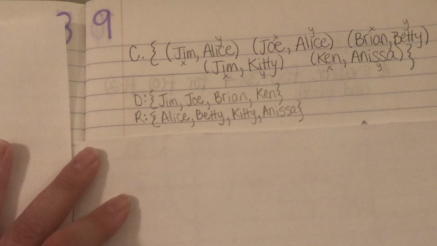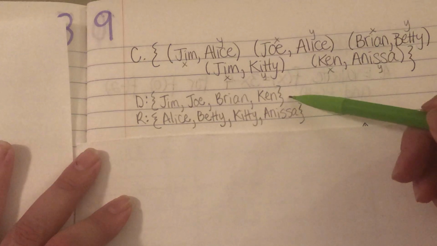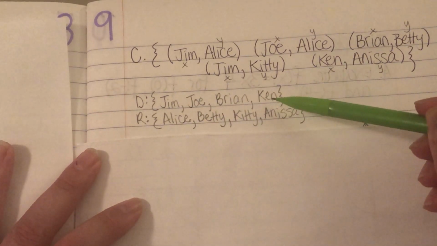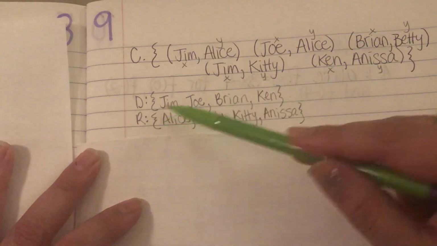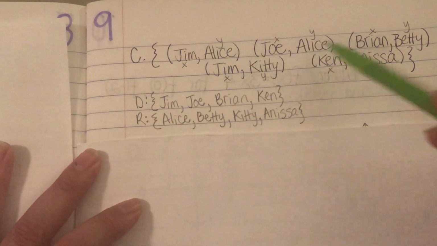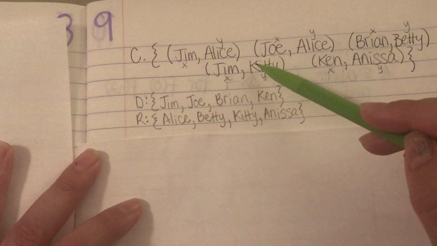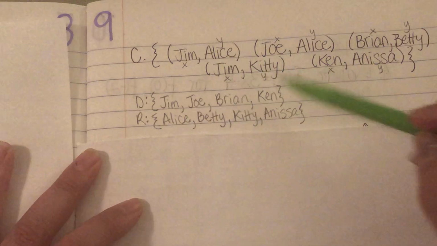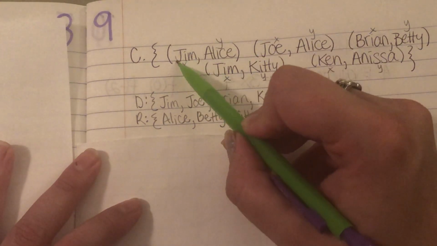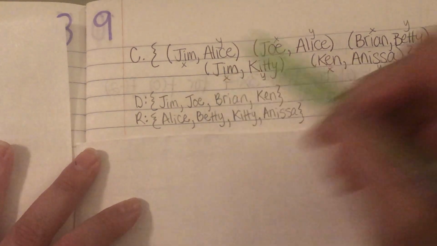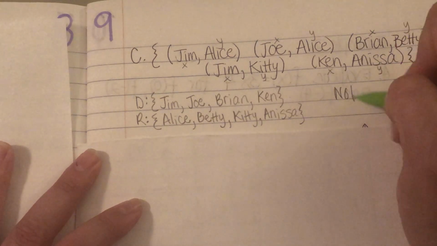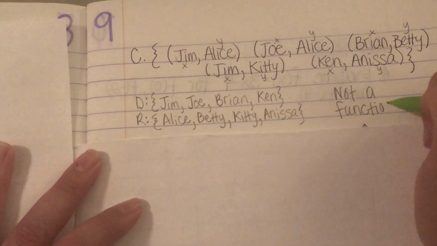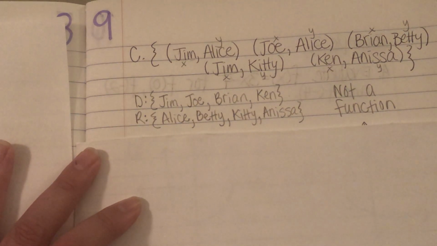Is this a function? Well, who do I look at? I look at the domain. And I need to go back because right here I'm going to say yes because I see four different names. But remember, there's 1, 2, 3, 4, 5 different ordered pairs up here. And so one of the names is repeating, and it's Jim. Jim is repeating. This is not a function. And it's not a function because of Jim. This is not a function because of Alice.